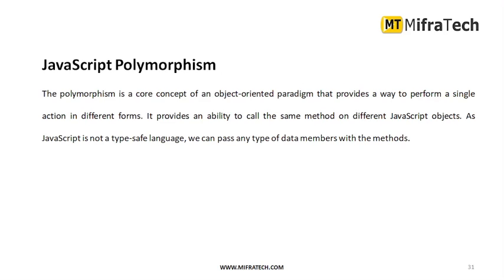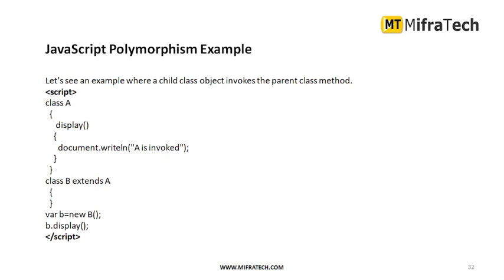Next, JavaScript polymorphism. Polymorphism is a core concept of the object-oriented programming paradigm that provides a way to perform a single action in different forms. It provides an ability to call the same method on different JavaScript objects. As JavaScript is not a type-safe language, we can pass any type of data members with the methods.